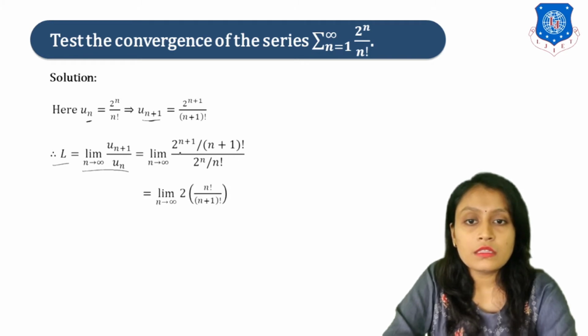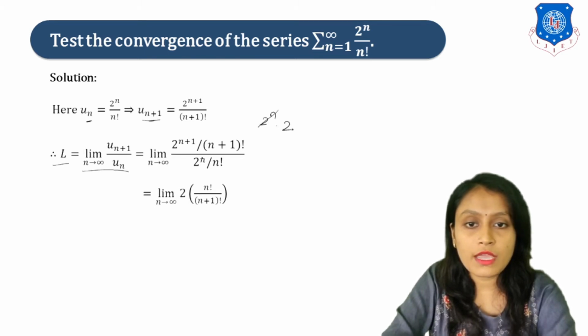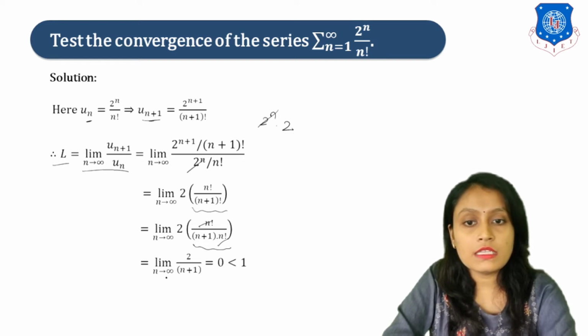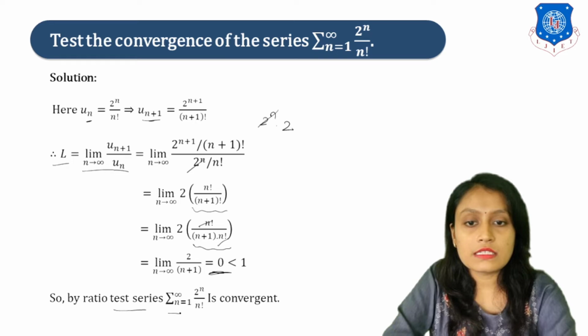Now this 2 raised to n+1 we will write as 2 raised to n into 2, so this 2 raised to n will get cancelled. What remains is 2, and this n factorial will go to the numerator, so here we have n factorial upon (n+1) factorial. Next we write (n+1) factorial as (n+1) into n factorial, so this n factorial will get cancelled, and what remains is limit n tends to infinity, 2 upon n+1. Now as n tends to infinity, this limit will go to 0, which is less than 1. So by the ratio test we can say that the series 2 raised to n upon n factorial is convergent.